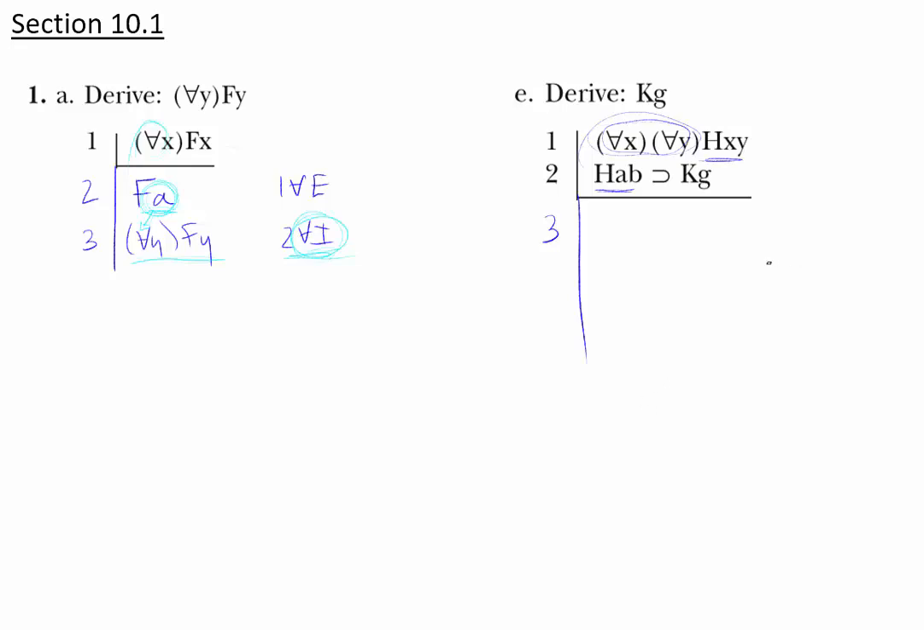And so what we do is we say, okay, well, let's do universal elimination and get rid of one of our variables. And so then we're left with something like this. And then we do it again. Now we have HAB, and it's just like it was in sentential logic. We can cross the conditional and get what it is that we want.